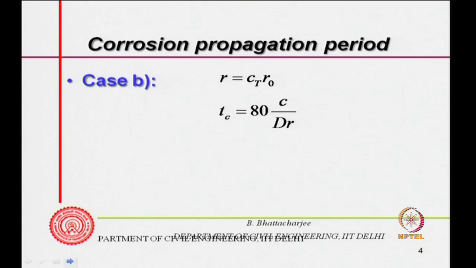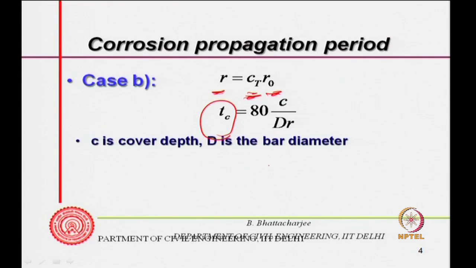Case B was related to delamination, and in this case the rate can be related to CT into R 0. In fact, this is empirical. This rate can be found out for all three cases, and CT is a factor for temperature. We will look into the values of CT. R 0 is the reference corrosion rate at standard temperature, and at any other temperature it will be given by R. The time of corrosion would be 80 C by dr, where d is the bar diameter and C is the cover depth.